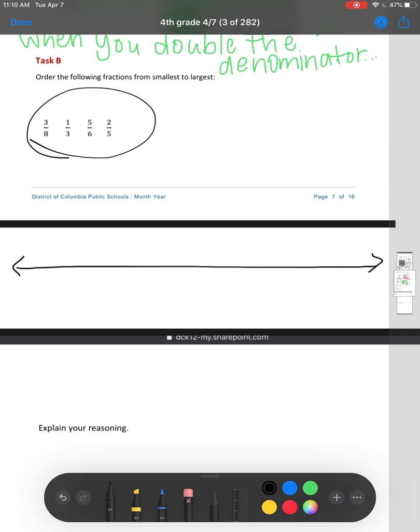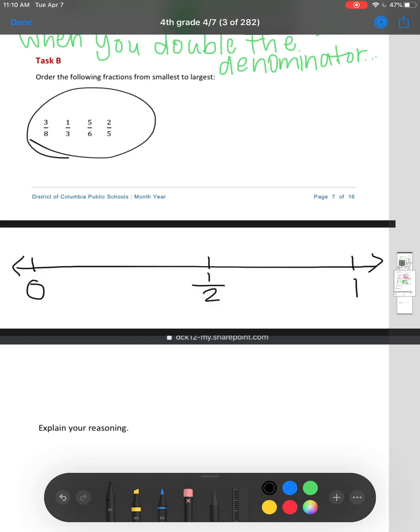So all of these fractions I know are less than 1 whole because none of the fractions have a larger numerator than a denominator, right? So I know that all of these are going to be less than 1. So I'm going to label my number line 0, 1, and then in the middle I have 1/2, okay?